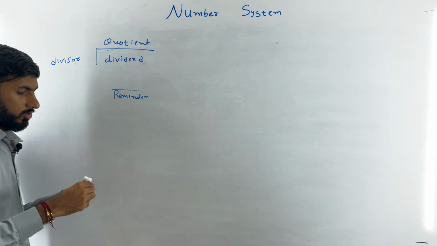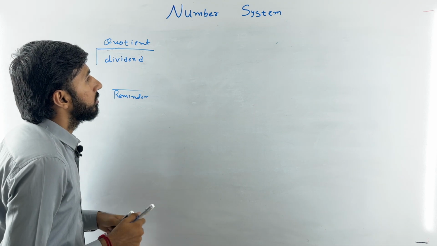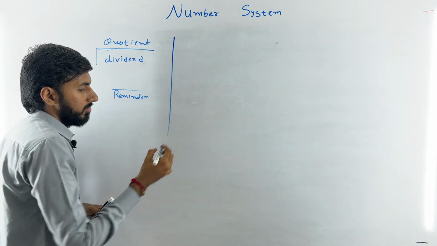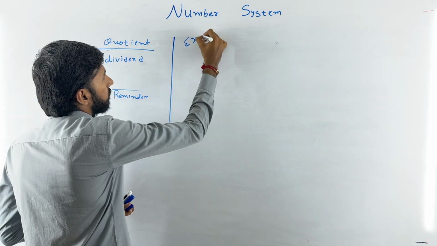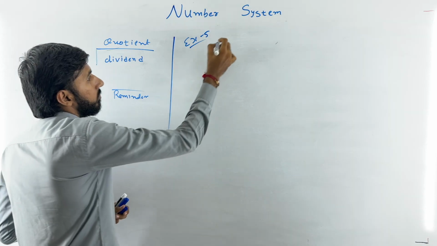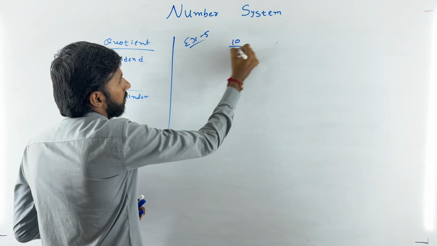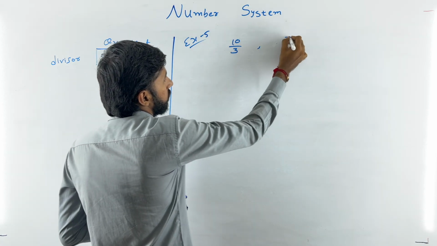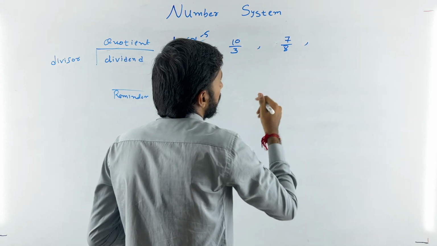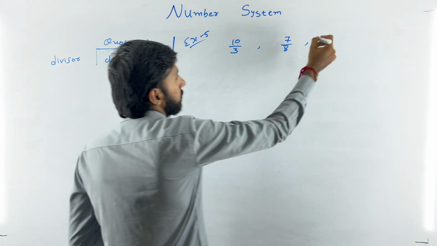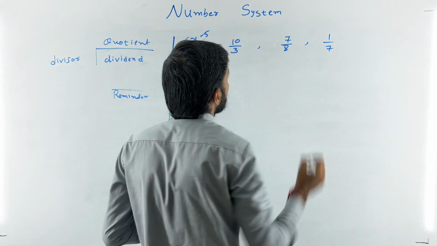Now we will learn it by example number 5. What is example number 5? We have to show the decimal expansions of these three numbers. The third one is 1 by 7.